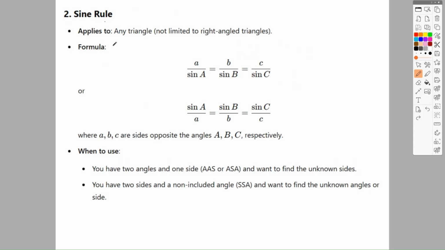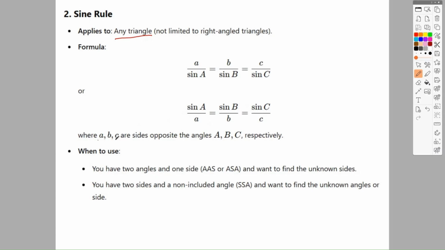Then we have the sine rule, and it applies to any triangle, not limited to right angle triangles. That means if we have a triangle that is not right angled, we cannot use the trigonometric ratios and we can simply use the sine rule. The formula is a over sine A equals b over sine B equals c over sine C. And we can simply flip the fractions because they are all equal.